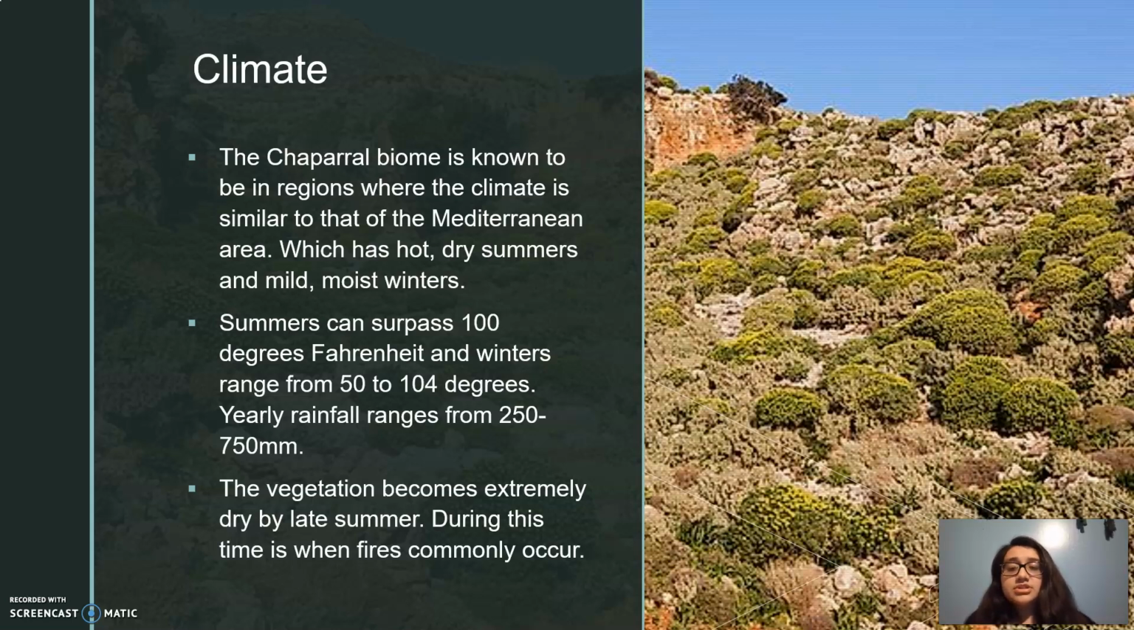Summers can surpass 100 degrees Fahrenheit and winters range from 50 to 104 degrees. Yearly rainfall ranges from 250 to 750 millimeters. The vegetation becomes extremely dry by late summer. During this time is when fires commonly occur.